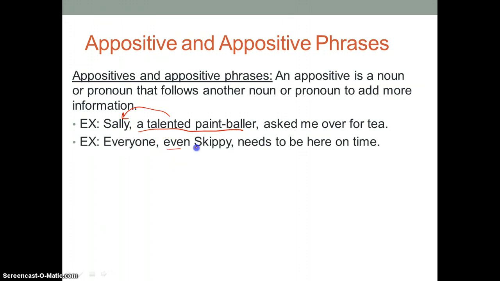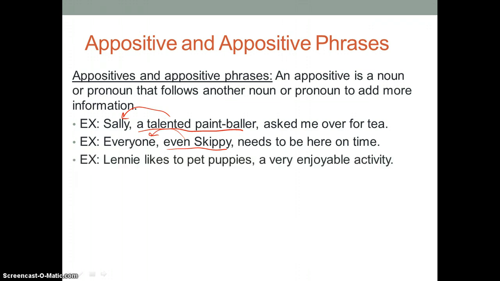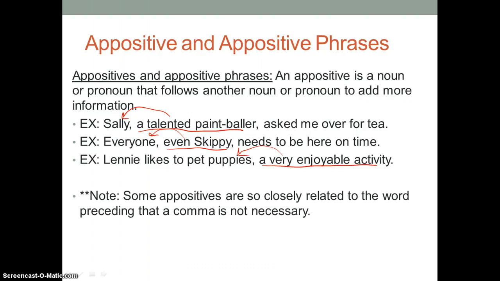Everyone, even Skippy, needs to be here on time. Even Skippy is renaming everyone. It's an appositive. We use commas. Lenny likes to pet puppies, a very enjoyable activity. Our appositive, a very enjoyable activity, is replacing pet puppies, so we offset that with a comma, even though it comes at the end of the sentence. So appositives are pretty straightforward. If you have an appositive, you put a comma around it.